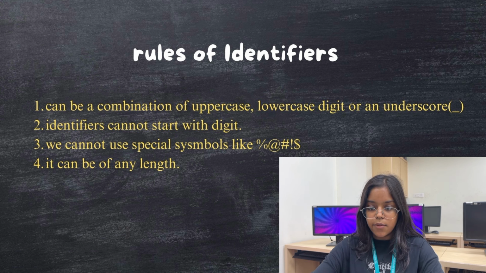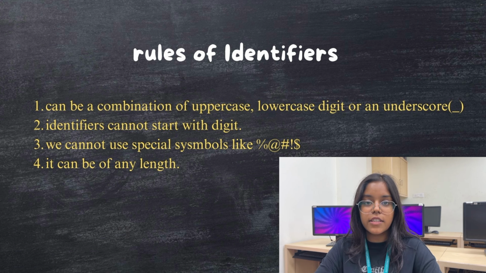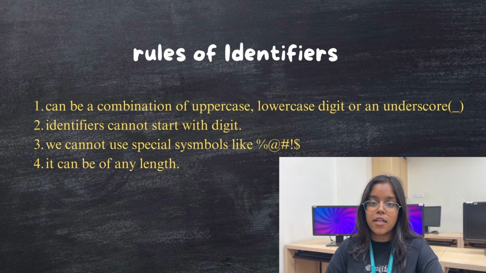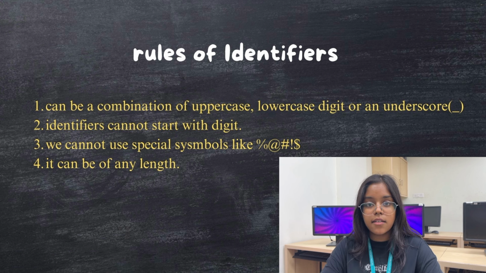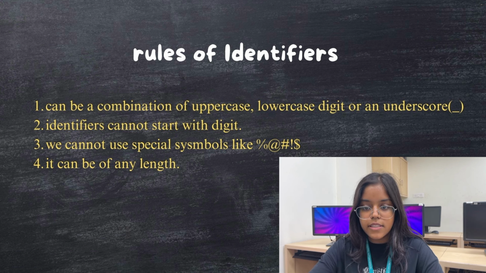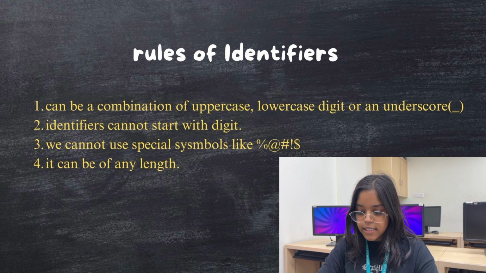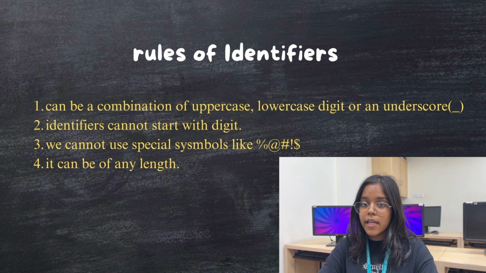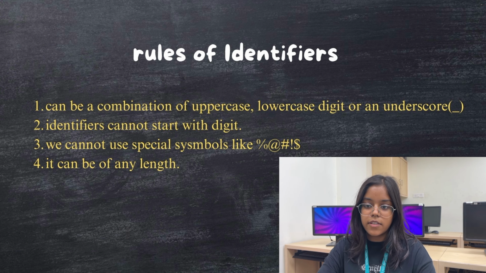The second rule says that the identifier cannot start with a digit, which means my variable cannot start with a digit as the first letter. For example, if I write variable1 as a variable name, it is valid, but if I write 1variable as my variable name, it is invalid. The third rule says that I cannot use special symbols in my variable name, like percentage, @, hash, or exclamation. The fourth rule says that it can be of any length. So my variable can be 2 letters or 3 letters, and it can go as long as however it wants.